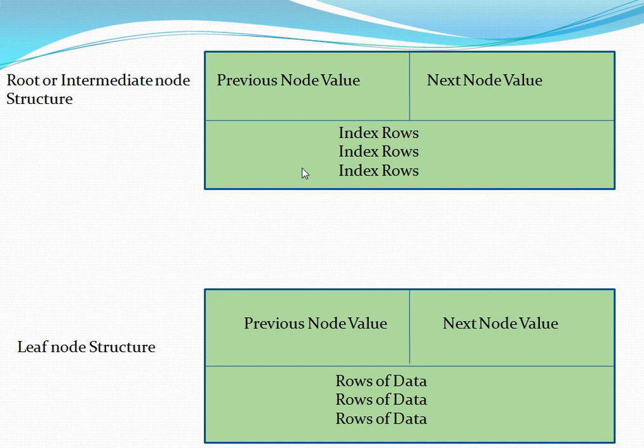So let us discuss the node structure, the root and intermediate node structure. This is in doubly linked list format. It holds the previous node value, this holds the next node value, and here is the index row, specifying the next row's address. And this is the leaf node structure. The previous node value, the next node value, because the whole balanced tree is in doubly linked list format. So this is the rows of data at the leaf node. Here we have the actual data in case of clustered index, but in case of non-clustered index it has three values that we already discussed.